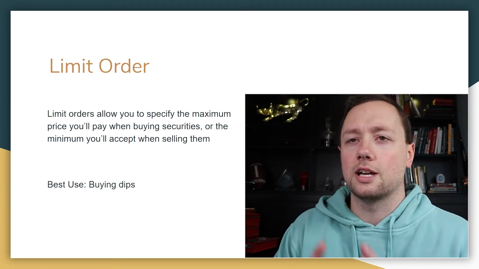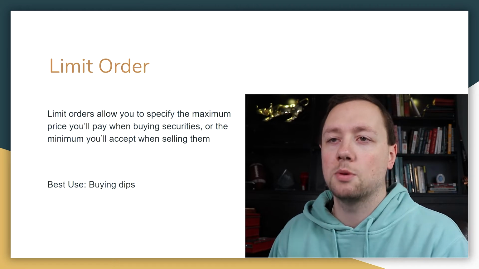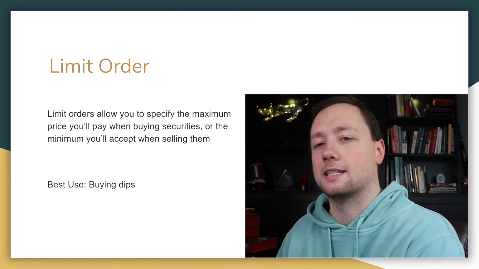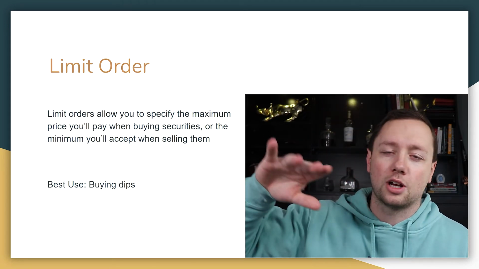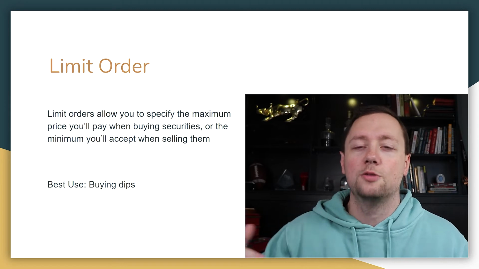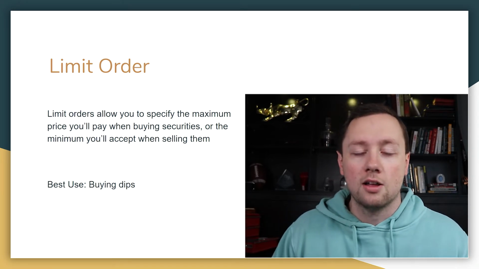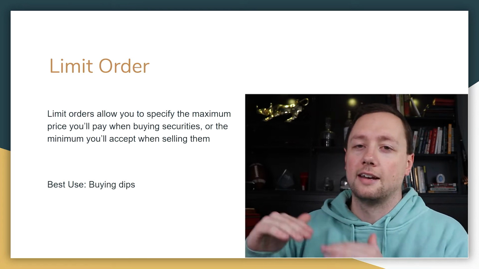Now, the next order is called a limit order. A limit order allows you to specify the maximum price you'll pay when buying the securities or the minimum you'll accept when selling them. So the best use for this is buying dips. Let's say Apple is trading at $100, and you want to place a limit order to buy at $95. Well, this would be your opportunity to buy into the dip by placing a limit order at $95.